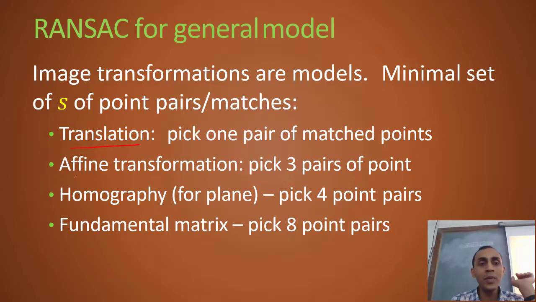If the image has been transformed in an affine transformation, meaning scaling, rotation and all this, then we need at least 3 pairs of points to pick. And for more complex transformations, which we have not discussed, you don't need to worry about that right now, but we need at least 4 or 8 points. So for different types of model fitting, we need a different number of minimal set points.